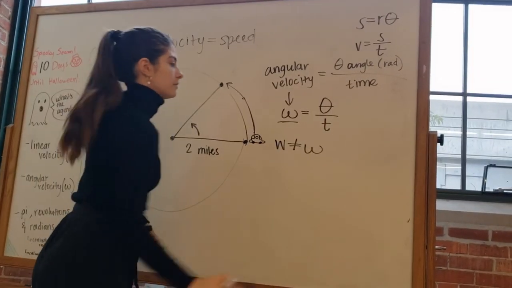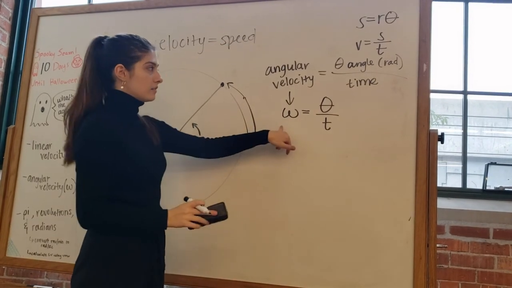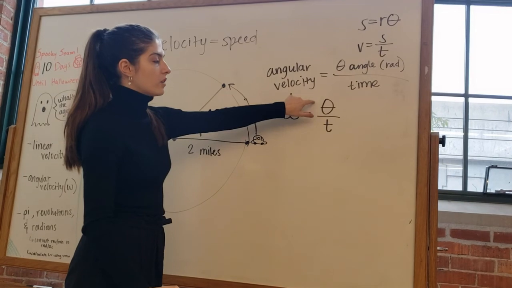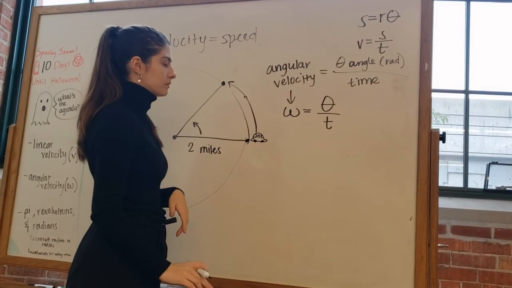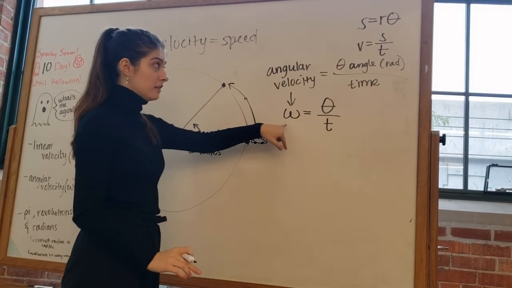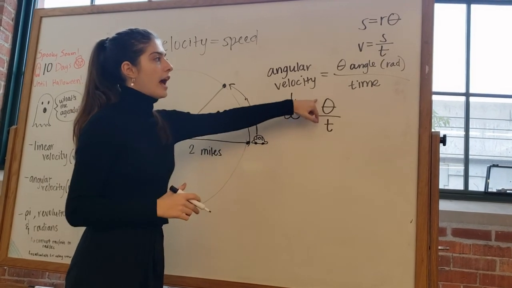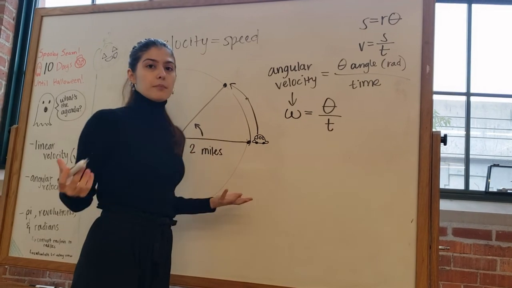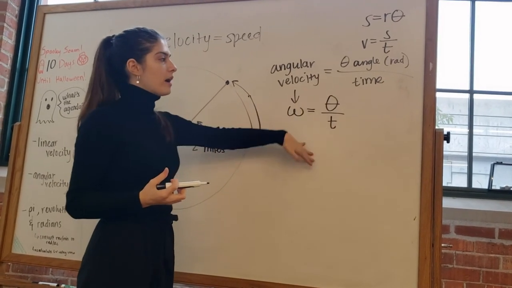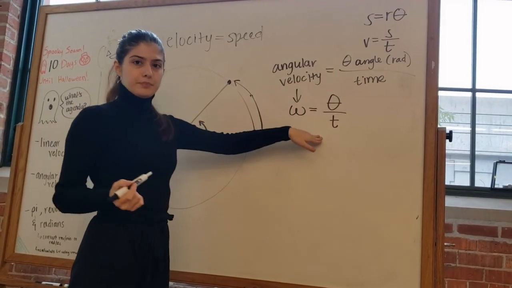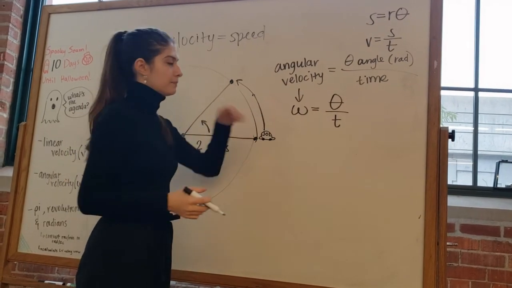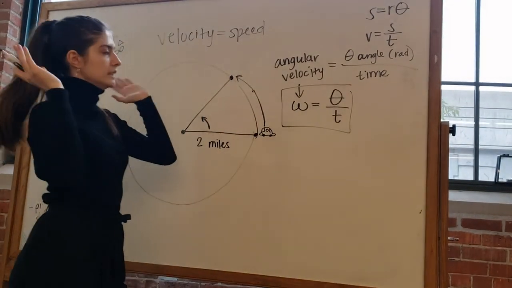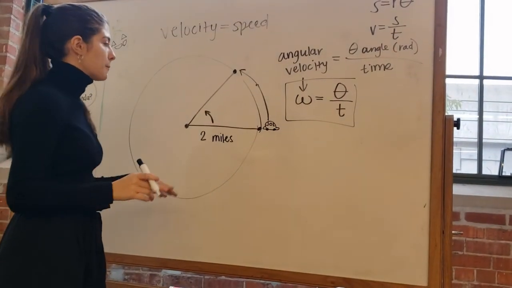Write this formula down. Omega, or our angular velocity, equals theta over time. Our angle over time. All right? So that means our angular speed is just how many angles we turn or we change over time. The same way you do miles per hour, you're doing radians per time. Yeah? You're doing the angle per time.